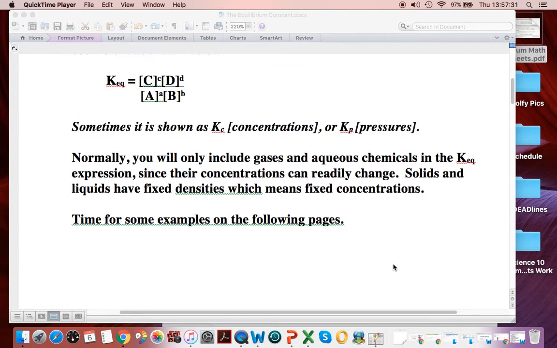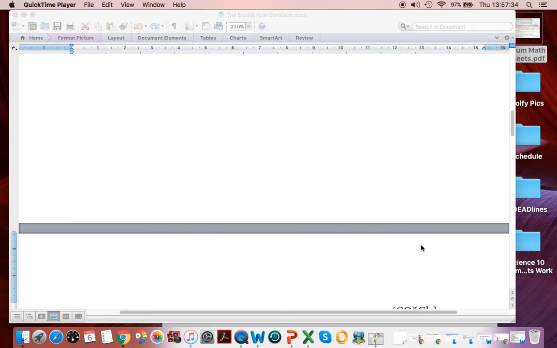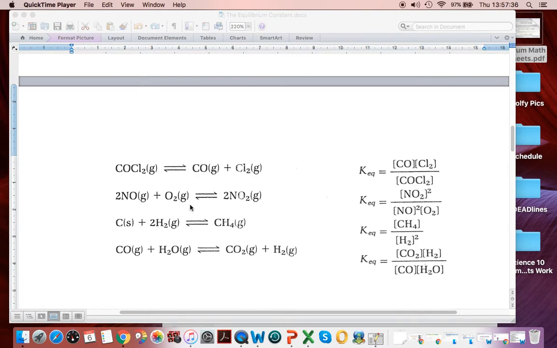So some examples will make this look very straightforward. If I have this chemical equation, I have CO, coefficient of 1, Cl2, coefficient of 1, in square brackets. I don't bother writing the ones. COCl2 at a coefficient of 1. So that is the proper equilibrium expression, and you've got to get good at writing that.